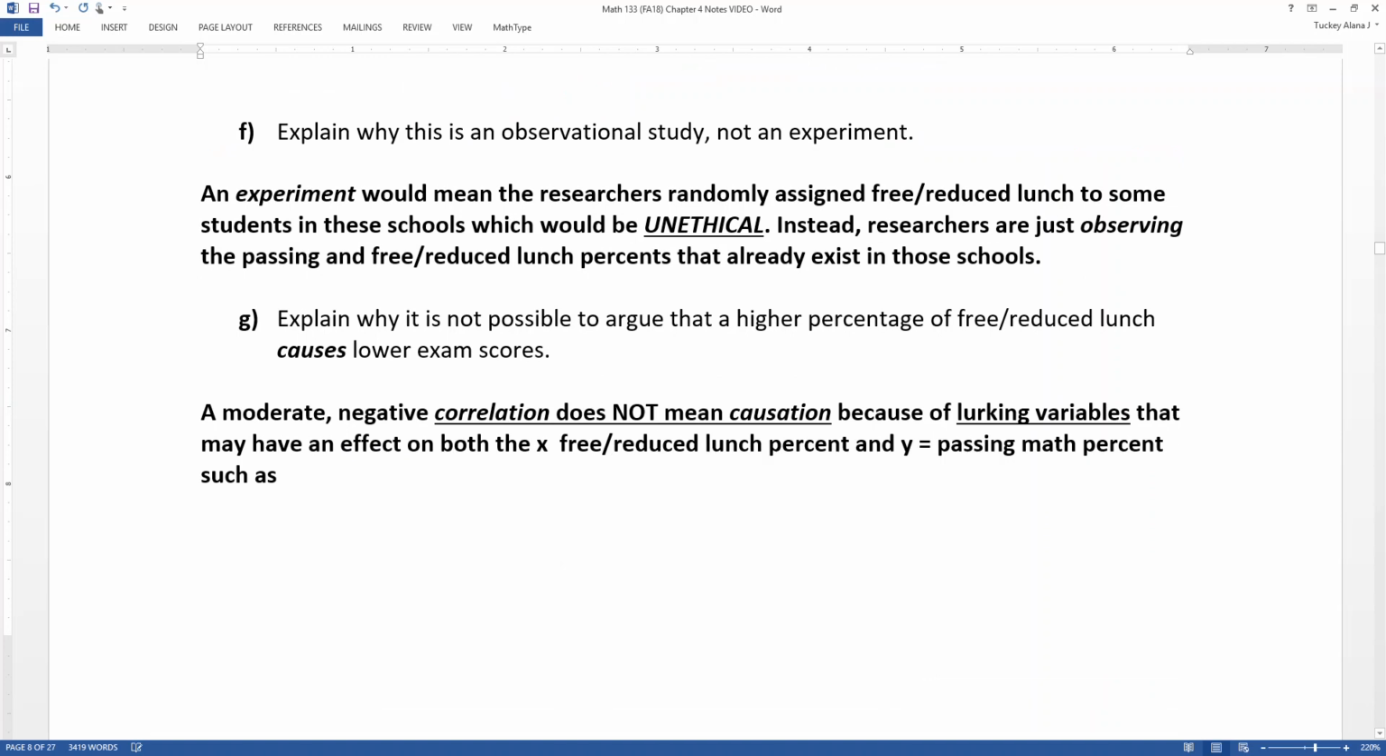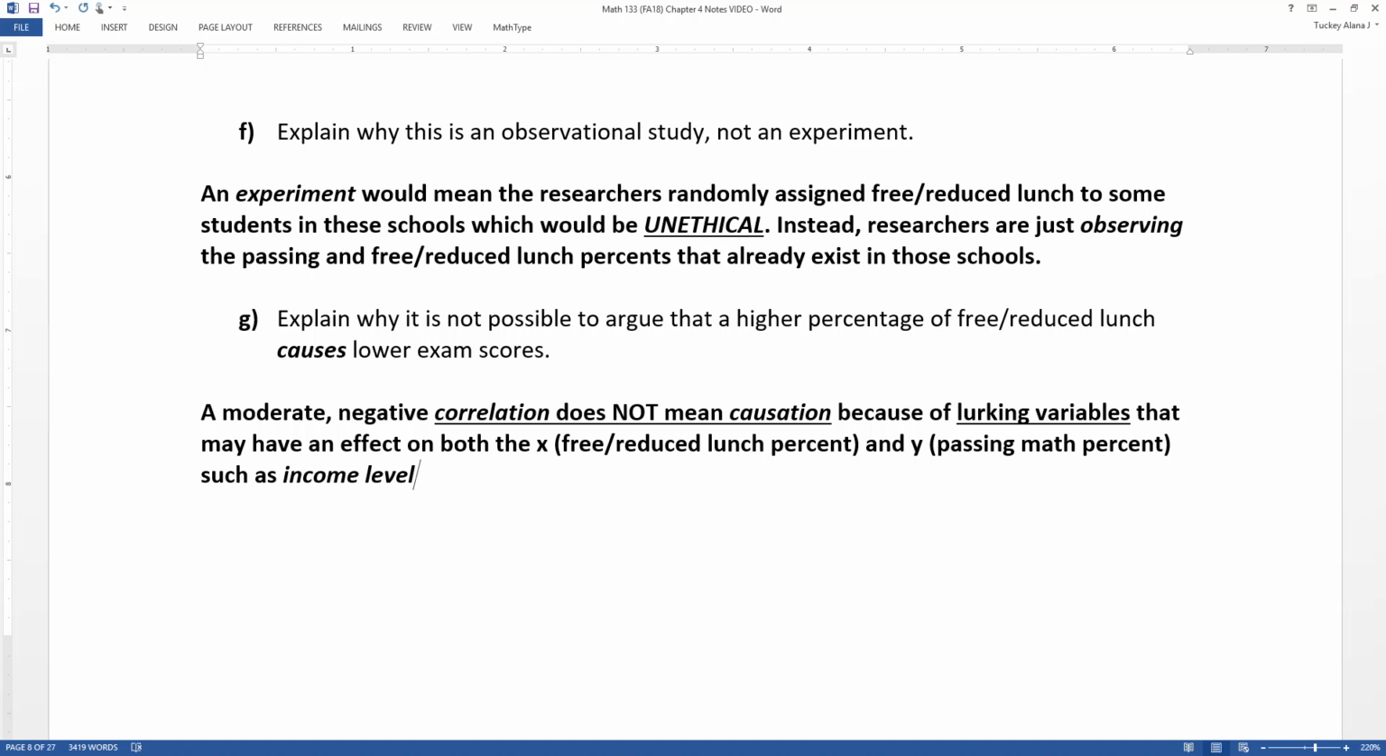In our case, x was free reduced lunch, the free reduced lunch percentage in the school, and the y was the passing math percentage in the school. So we would want to look for potential lurking variables that would fit this situation. And what you're looking for is something that really affects both of these things, not just one or the other, but both. Right? That's where the real good stuff is. So something that would affect whether a school has a high free reduced lunch percent and a low math percent, or vice versa, a low free reduced lunch percent and a high math percent, which the income level of a school or a school district, of the people that live in that school district, would be a big one, right?